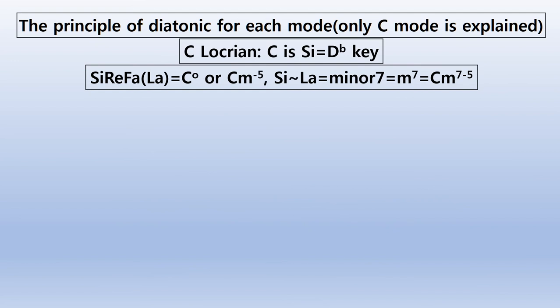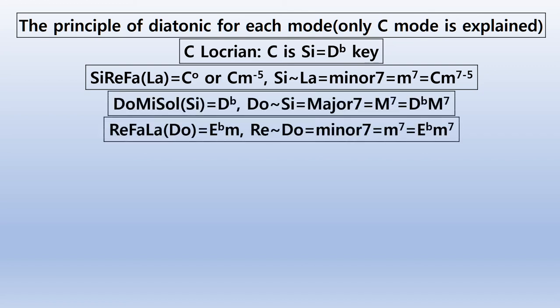Next is the Locrian mode. C Locrian is the D flat key because C is the Si mode. The first Si La Pa triad is C diminished or C minor flat 5, and the above note La is a minor seventh from C. So Si La Pa La is C minor 7 flat 5.